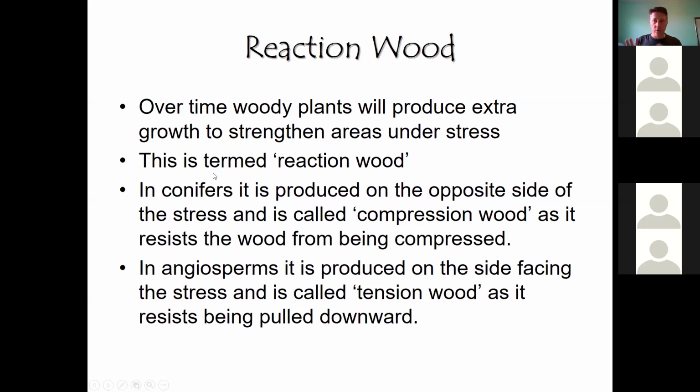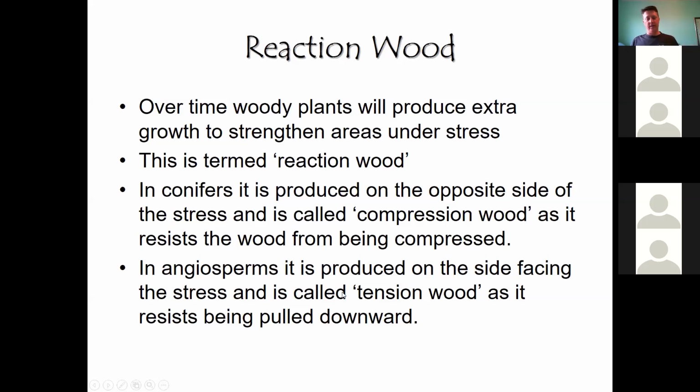But this muscle wood is called reaction wood. In conifer plants, it's produced on the opposite side of the stress, and it's called compression wood. So that's basically bracing it, keeping it from being compressed. And in broadleaf plants, or angiosperms, those that have a hard seed coat, it's produced on the side facing the stress, and it's called tension wood.